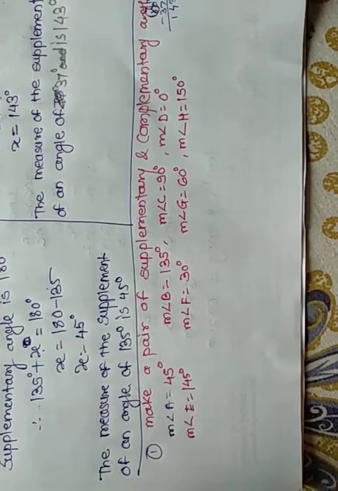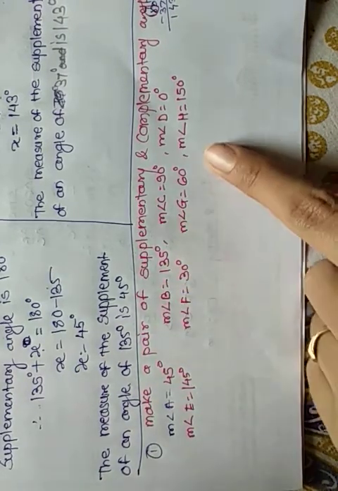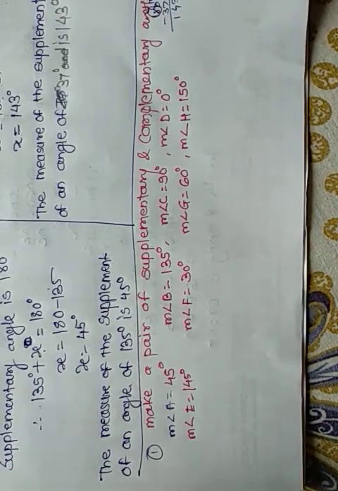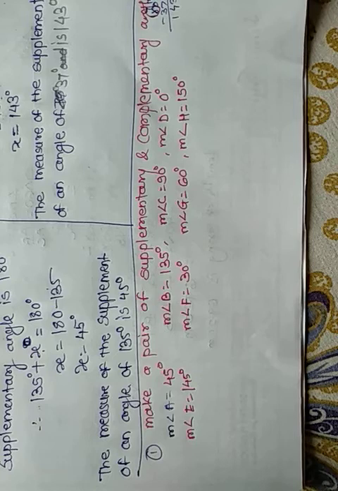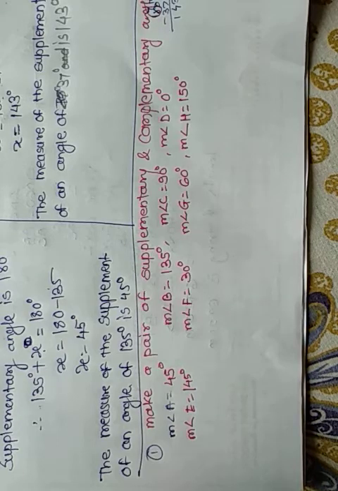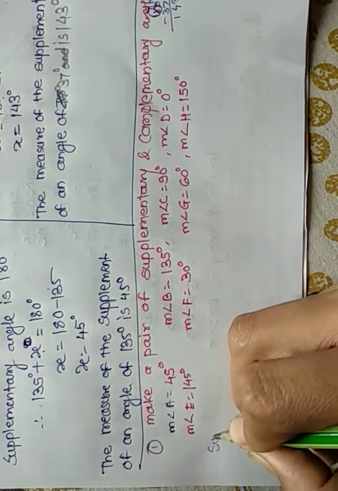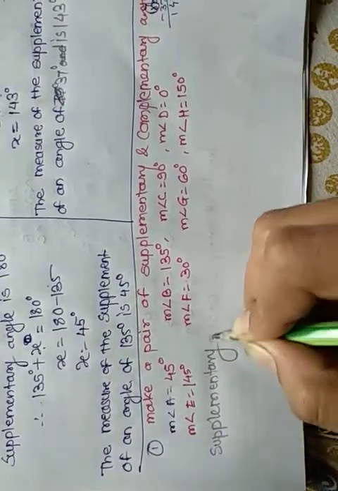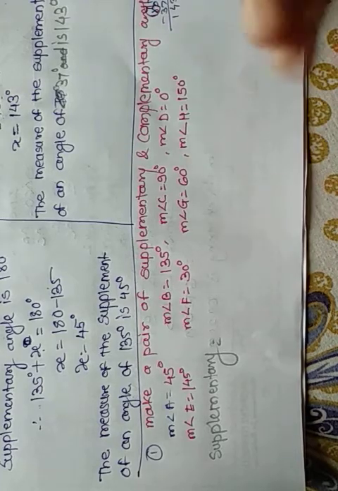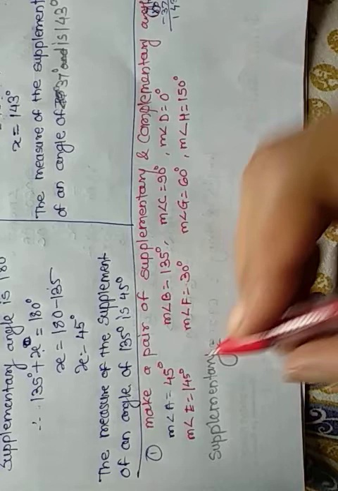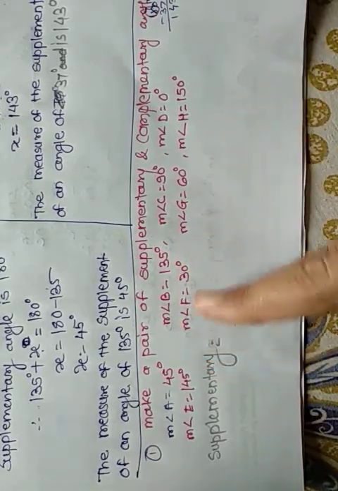The next example: given some measures of angles, from these angles make a pair of complementary and supplementary angles. So first make supplementary pairs. Supplementary pairs means the sum of the measures of two angles is 180 degrees. This pair is called supplementary.